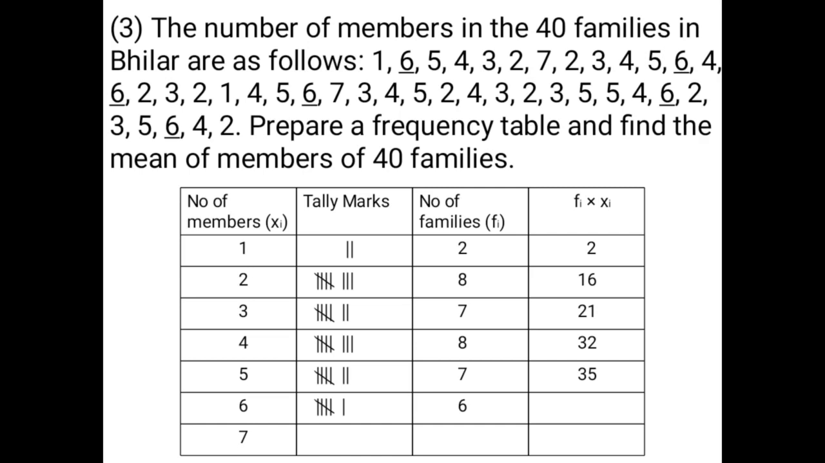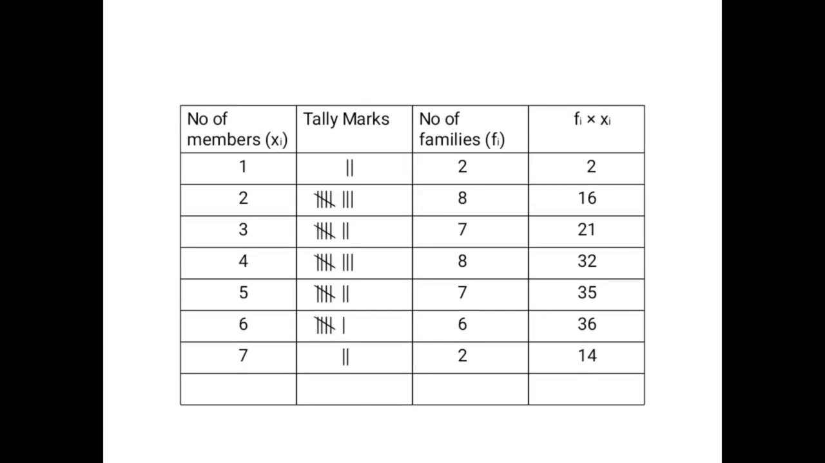6 6s are 36. Now you have to underline number of members 7 and then you have to count. Number of members 7 is 2. You have to mark the tally marks 2. The tally marks is 2, number of families also is 2. Then you have to multiply Fi into xi, that is number of families into number of members. 2 7s are 14. First you have to add total number of families, that is frequency Fi.